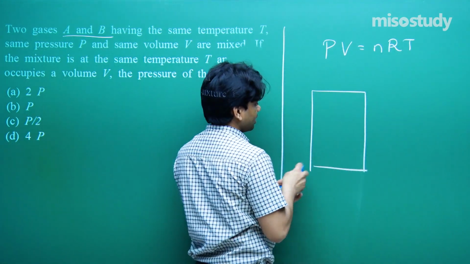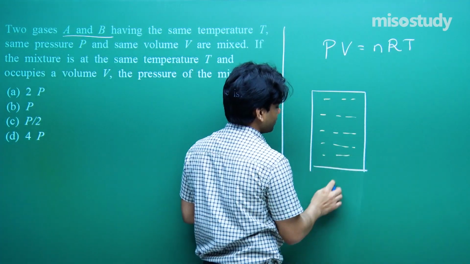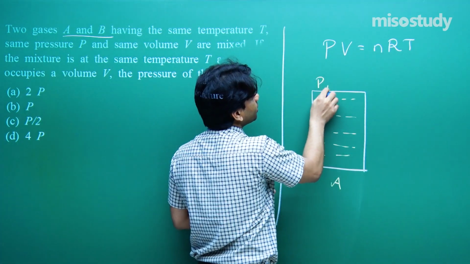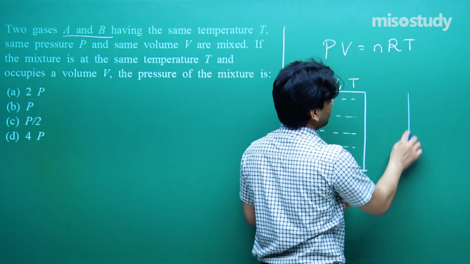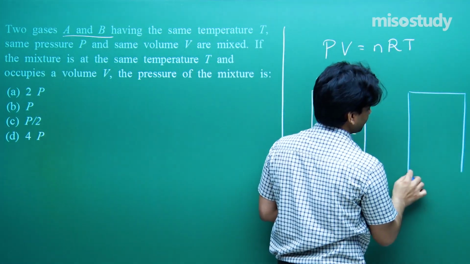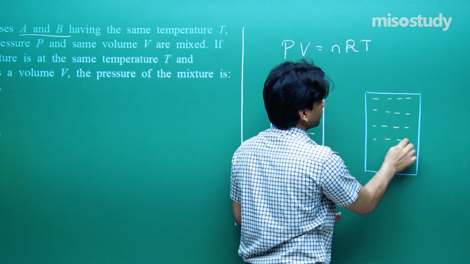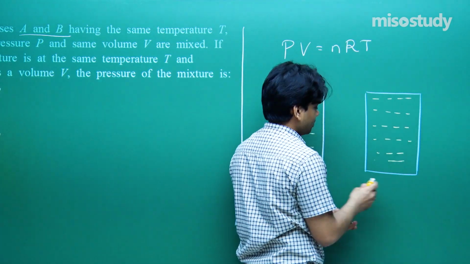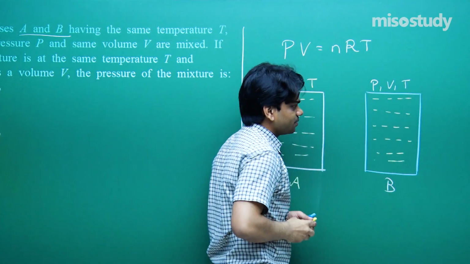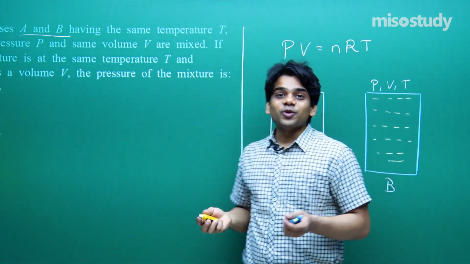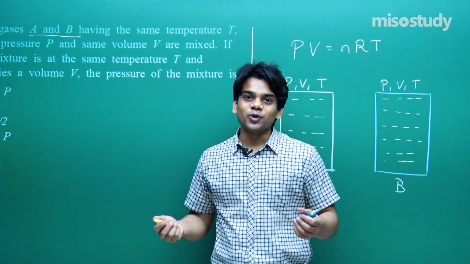You can see here, let's say this is gas A. Its pressure, volume, temperature is given as P, V, T, and there's a different container containing gas B. Let me show you, this is gas B, its pressure, volume, temperature is given as P, V, T. Now what is going to happen if we mix both the gases? The volume is going to increase.